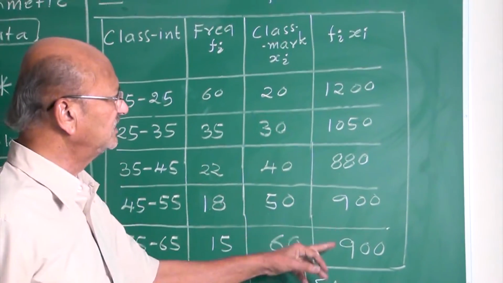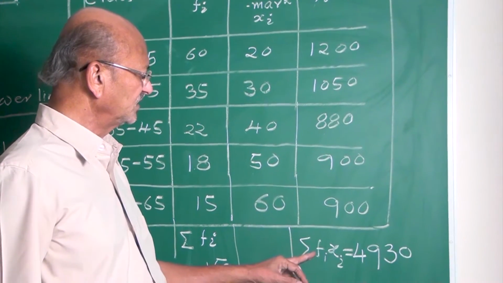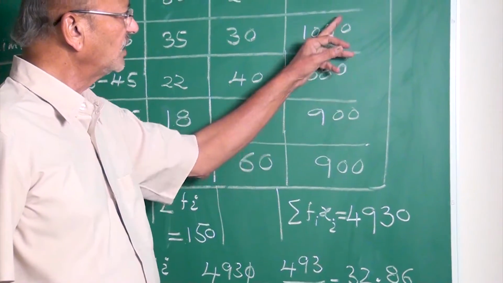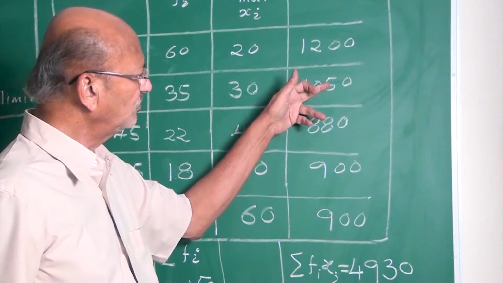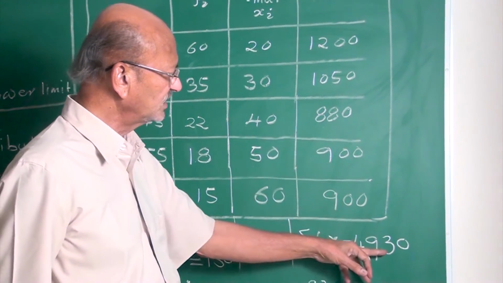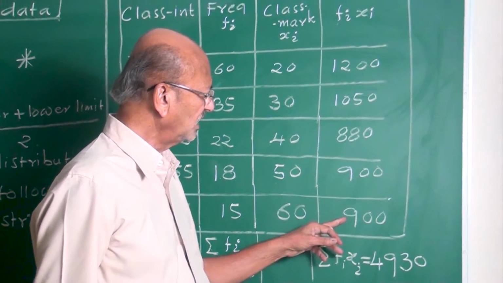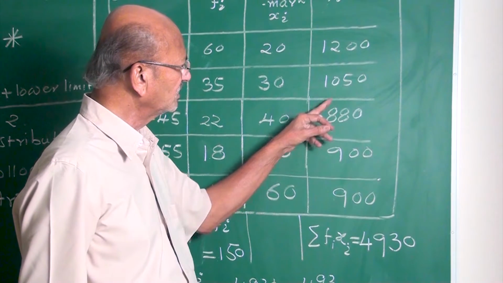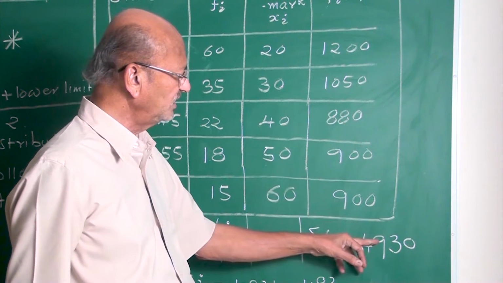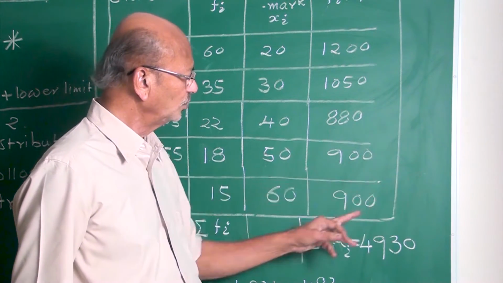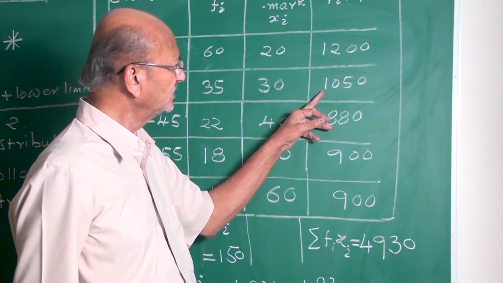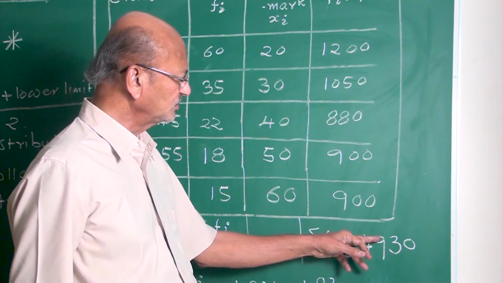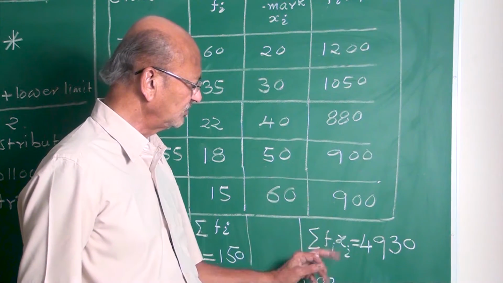Then we have to add these. This is sigma fi xi, add all these. Last digit is 0. Then 5 plus 8 is 13, 1, 10, 19, 27. 27 plus 2 is 29, 9, 2. 2 plus 1 is 3, 3 plus 1 is 4. Therefore, the sum is 4930. This is sigma fi xi.